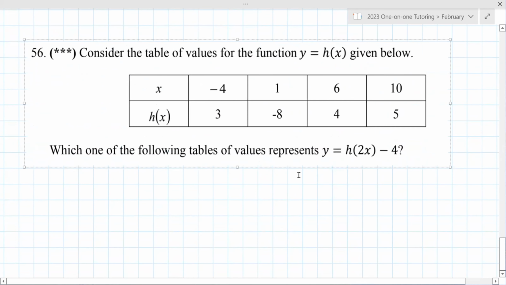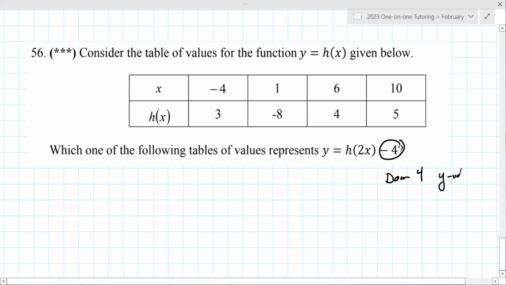So what does this stuff do? They're not going to give you something you can graph. They're going to give you this symbolic form. Do you remember what this does? Shifts the whole graph down. Down 4. Yeah, and that'll eliminate a couple. Those are the y values, so the y values are affected by that.